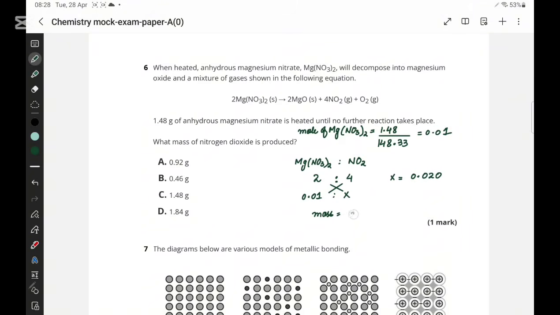Then you have to find the mass. Mass is equal to mole times Mr, and mole is how much? Mole is 0.020, and for NO2 Mr is going to be 46.01, that is for NO2, and the answer that comes out to be 0.92 grams, that is A.